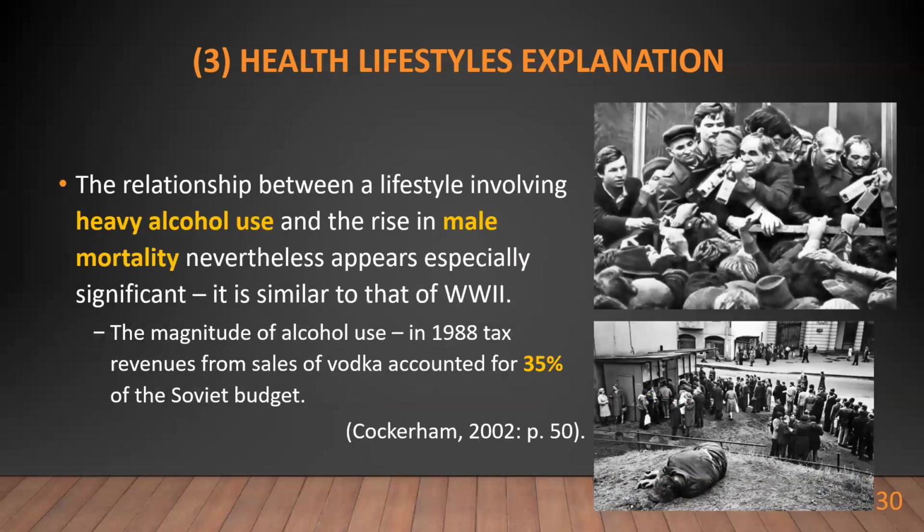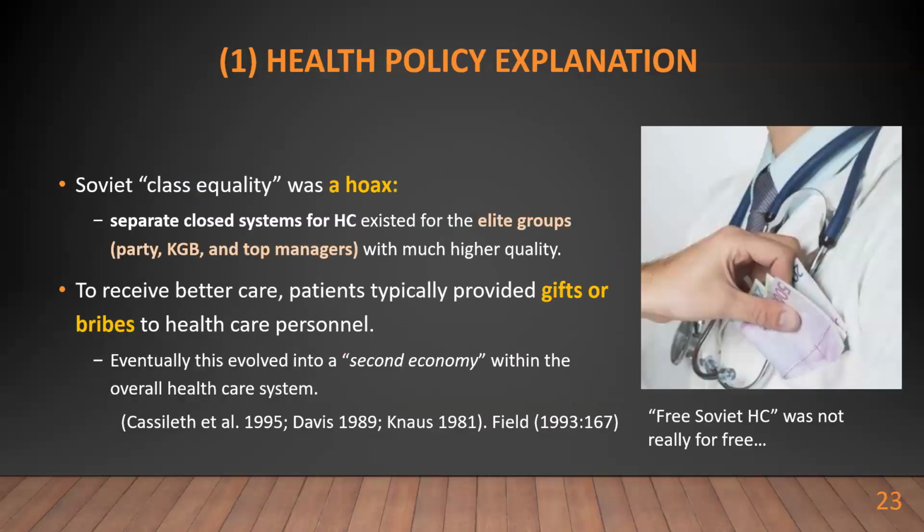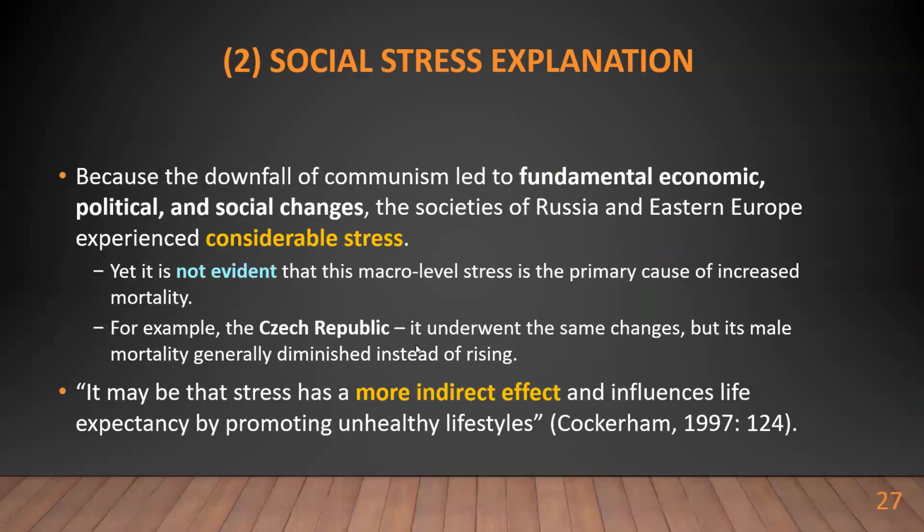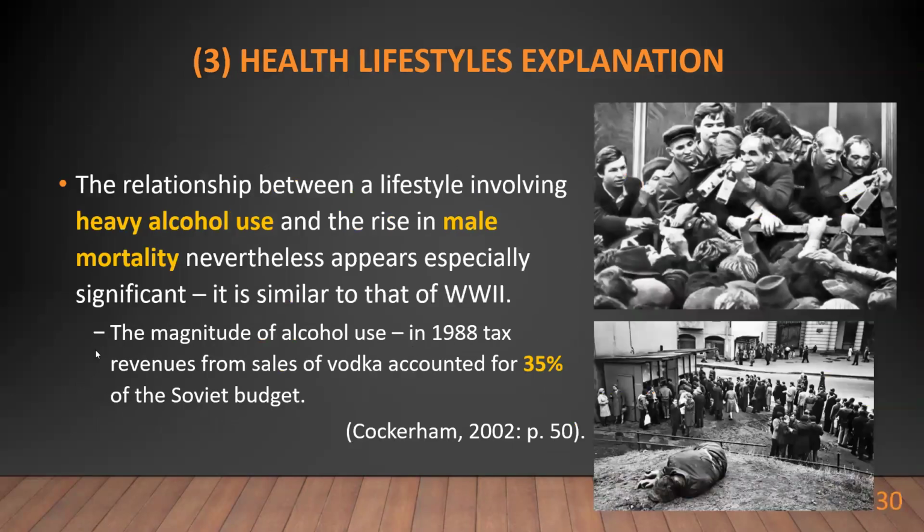So, the relationship between a lifestyle involving heavy alcohol use and the rise of male mortality nevertheless appears especially significant. And it is similar to that of World War II. Why am I saying this? When you go back to this slide, the numbers in 1991, 92, 93, which are a direct result of the end of the 80s, are similar to the life expectancy during the Second World War. So we could say that the social situation at the end of the 80s was as bad as in the 1940s. Think about that.